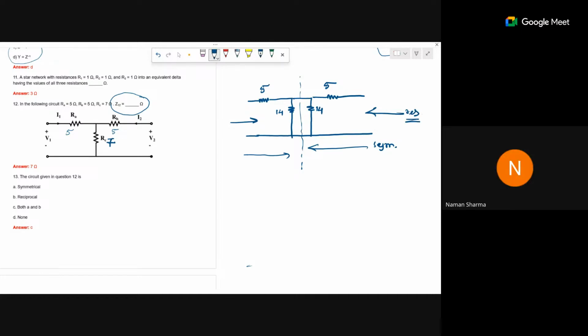Can you tell me what is the profit of having a reciprocal circuit? Why are we actually bothering about this? Z12 and Z21 will be equal. Yeah, that is a theoretical answer. What is it at the physical level? Sir, one half of the circuit will behave the same as the other half. Okay, then so what?